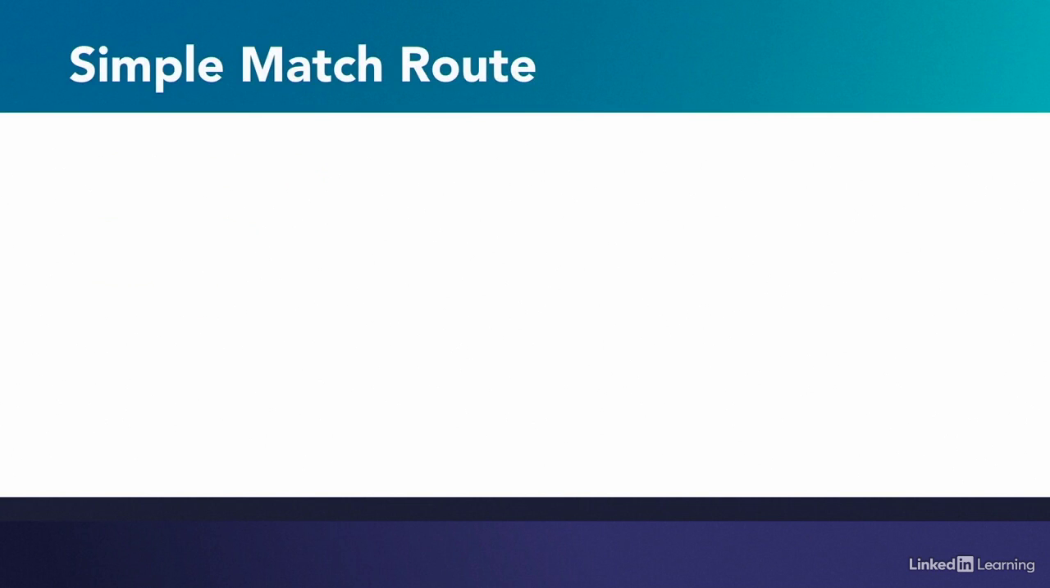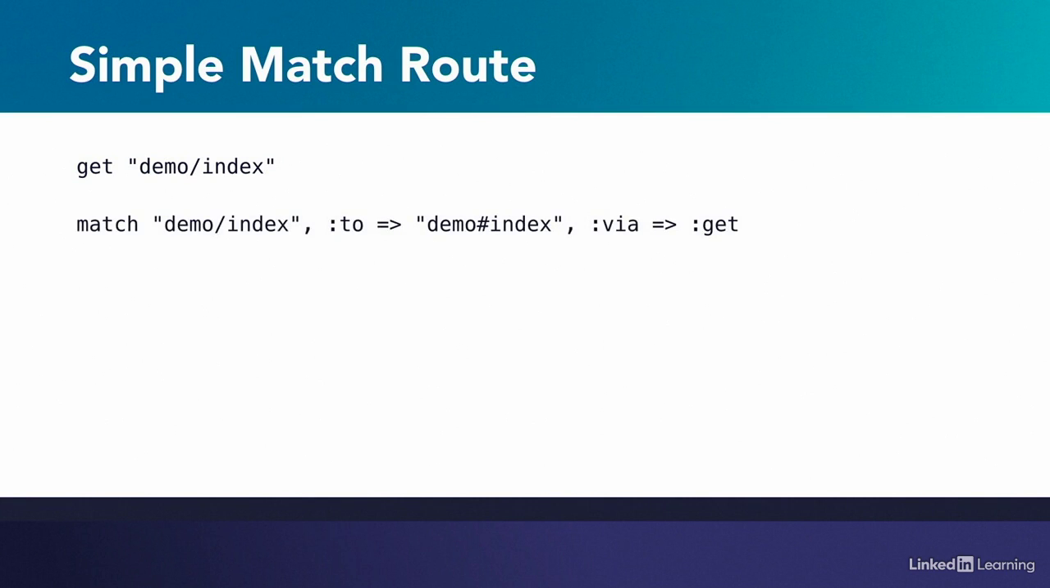The routes file is stored in config/routes.rb. And if you look there now, you'll see an example of a simple match route because it was created when we generated our controller in Vue earlier. It says get, and then inside quotes, demo/index. This is a shorthand. The longer equivalent is to write it out this way.